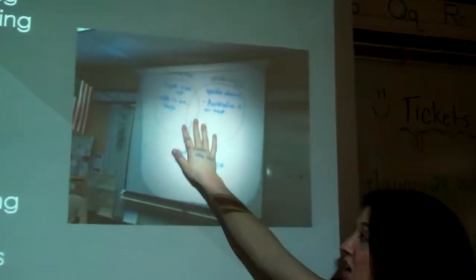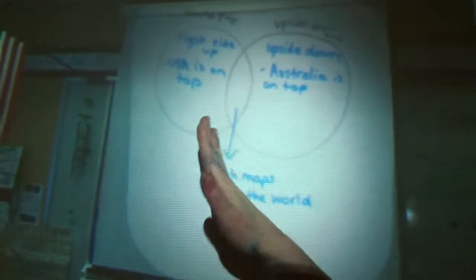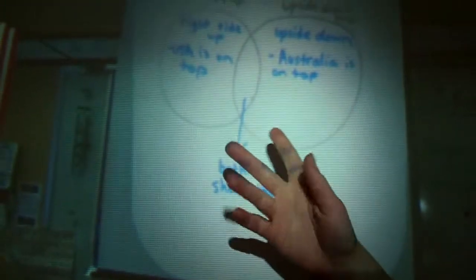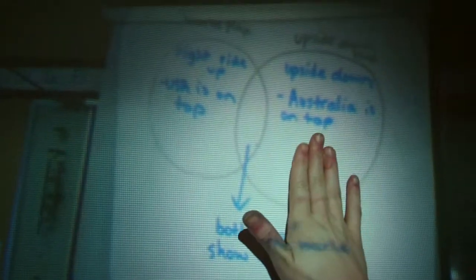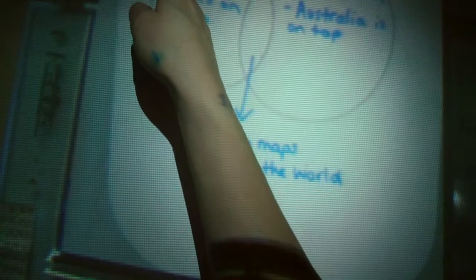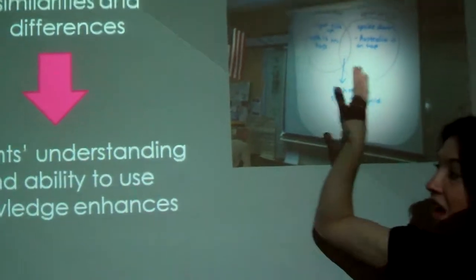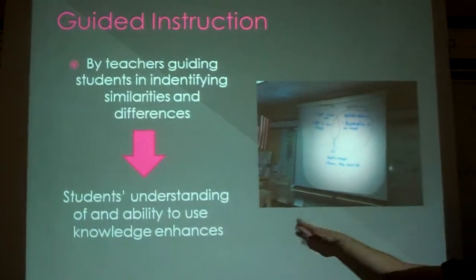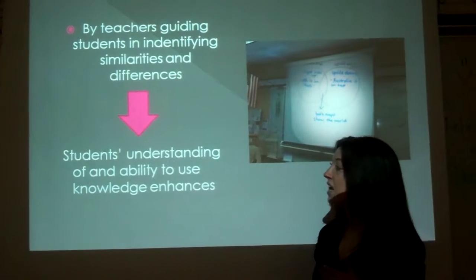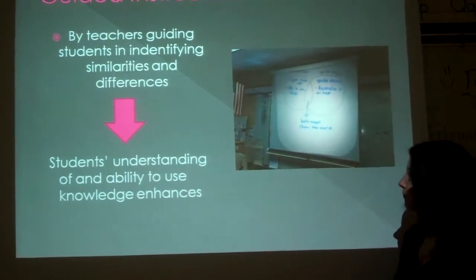An example right here shows the teacher showing a Venn diagram. In this situation, my students were comparing a regular map of the world to an upside down map of the world. In this instruction, it shows the teacher guiding the instruction. It's up on the board for all the students to see, and it leads them through it so that they have an understanding of how it's completed, and through this it enhances their ability to use knowledge.